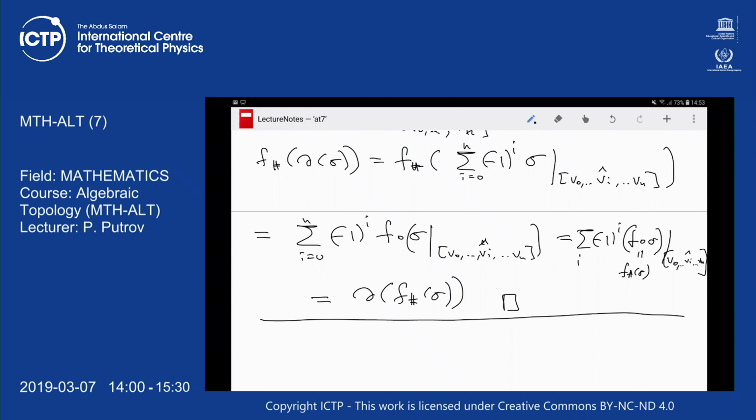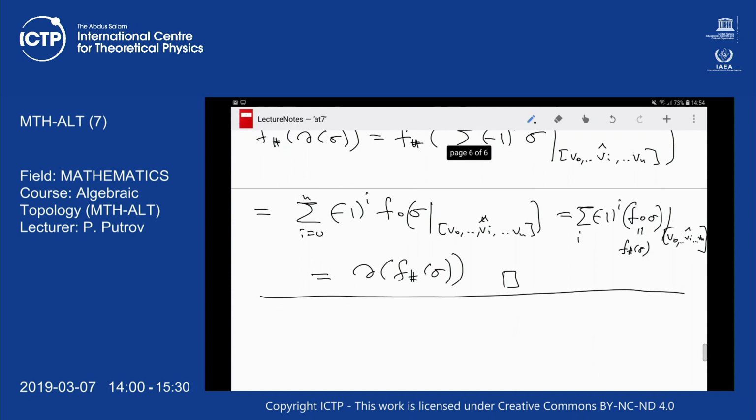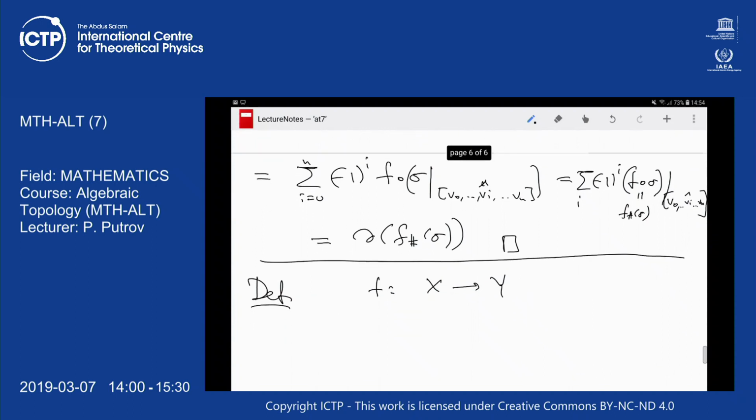So now we have shown that a continuous map between the topological spaces X and Y induces a map, denoted by F sharp, between the corresponding chain complexes, which has this nice property. This property can be used to show that there is the following well-defined induced map between the homologies themselves. So let F again be the map from X to Y.